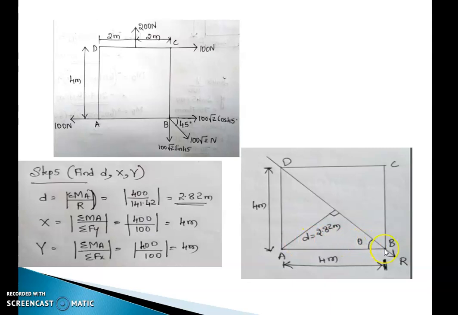So I represented the x-intercept. From A to B it is 4 meter. So one x-intercept will be B, and through B the resultant will pass. One more intercept is the y-intercept, which is 4 meter. When I go upward for 4 meter, it meets at D. So my resultant passes through two points, D and B, and that is what I have drawn here.